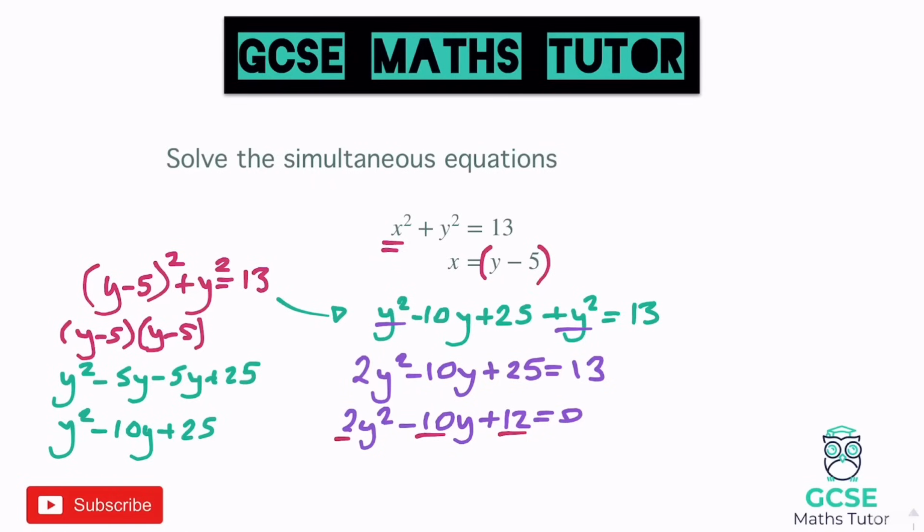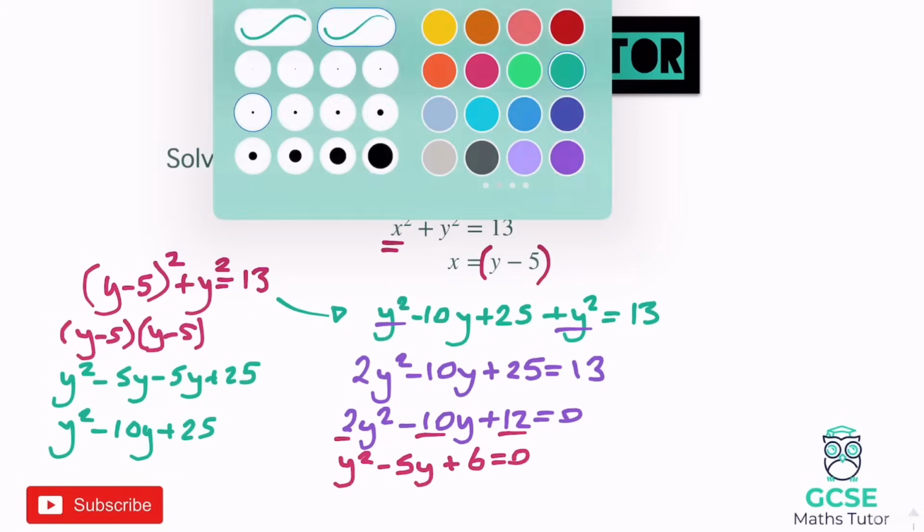And if I divide everything by 2, both sides, obviously 0 divided by 2 is still 0 on the right hand side of the equal sign. But if we divide all of these by 2, we get y squared minus 5y plus 6 equals 0. Again, I've just divided everything by 2 there. Now, this is quite nice and easy for us to factorise. So we can factorise this as it is now.